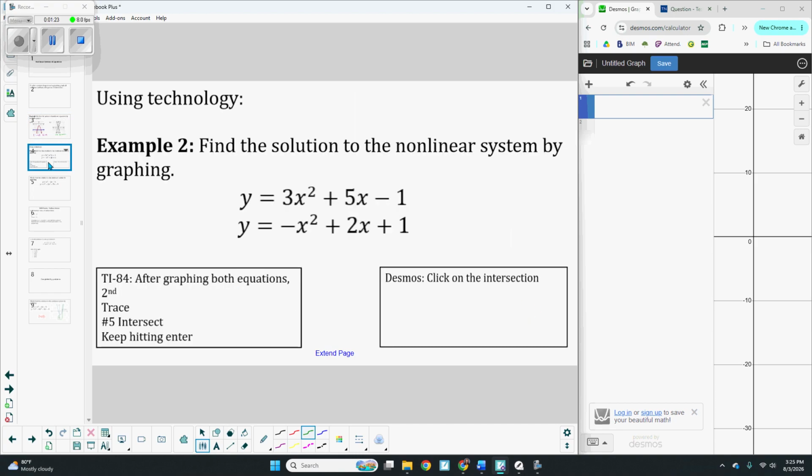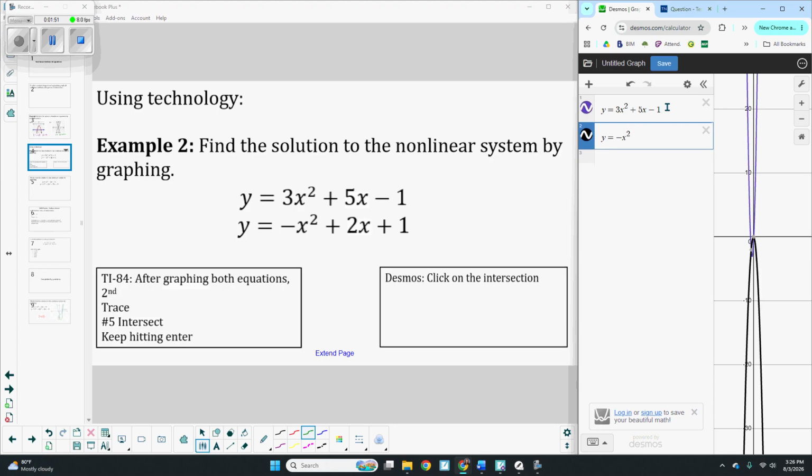It's also possible that we could use technology to do this. There are two ways we can go about this. The easy way is Desmos. The more complicated way is the TI-84 calculator. I'm in Desmos right now, and I'm going to type my equation. I have y = 3x² + 5x - 1. There's my first equation, real skinny over there on the side. My second one is y = -x² + 2x + 1.